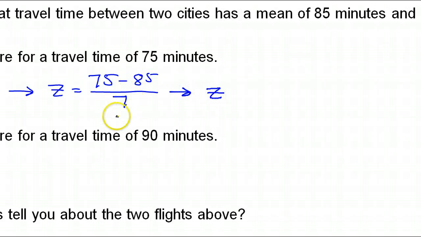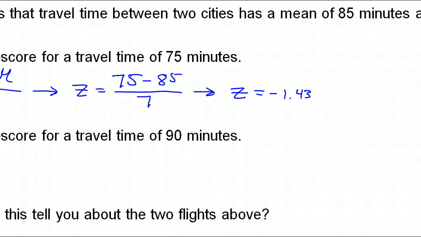Okay, so put that in your calculator. Alright, I'm getting negative 1.42857. Of course, for z-score, we're going to cut this off at 2 decimal places. We will round properly, so since the next number is an 8, this is going to have to round up to a 3. So negative 1.43. Alright, what's next?